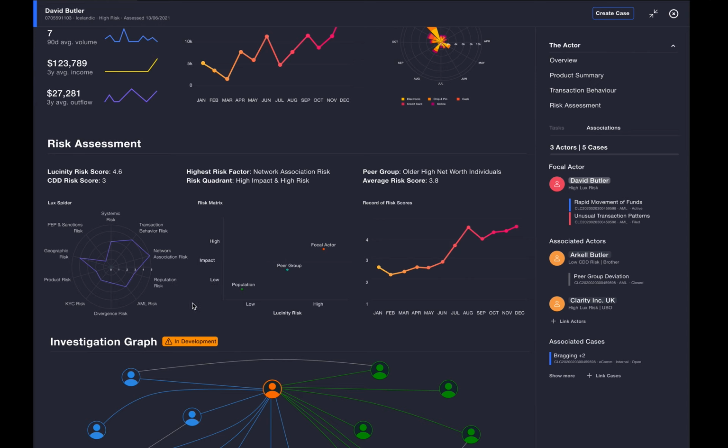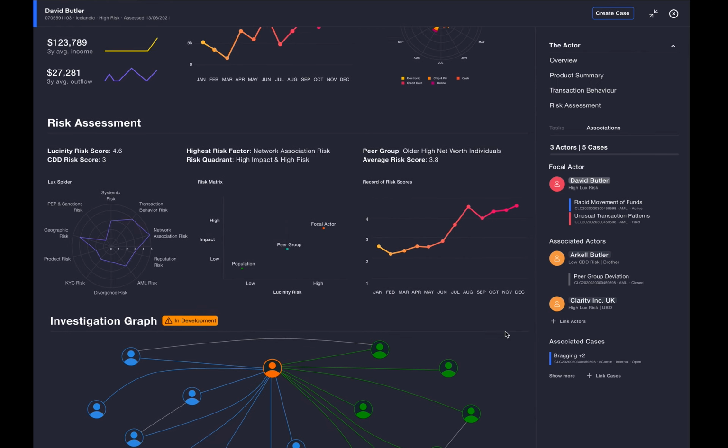In the risk matrix, we're contextualizing this information further, and that allows us to understand and intuitively glance whether a focal actor actually is an outlier or just part of a higher-risk peer group. On the right-hand side, we keep record of all of these scores, and when there is a significant change, the users would be alerted to that.